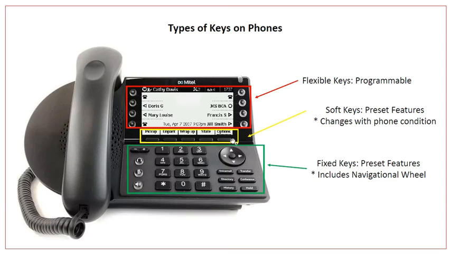There are also soft keys, which have buttons below the display corresponding to the features right above them. These have a preset pattern, but they change depending on what the phone is doing. For example, if I'm making a call or getting ready to transfer someone, I see different options here on my soft keys. The buttons on the bottom half of the phone are referred to as fixed keys. They have a fixed function such as the hold or the speaker, and those cannot be changed.